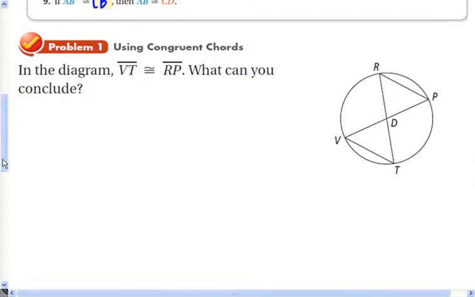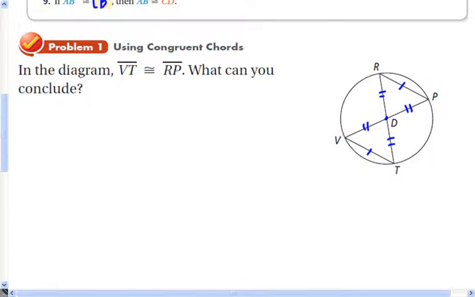Okay, so let's use those theorems. It says, what can we conclude in this diagram, given that BT is congruent to RP? So we have those two are congruent. And just thinking about this, I guess we have to assume that D is the center. If that's true, then we know that RD is congruent to PD, and also congruent to DV and DT, because they're all a radius. And so by side-side-side, we have two congruent triangles.